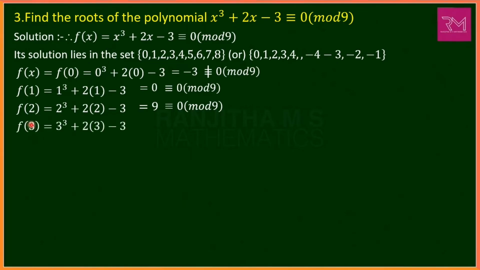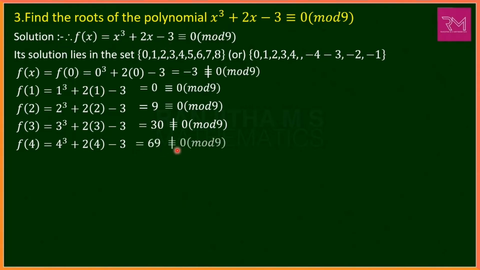In a similar way we find for x equal to 3. If we substitute the x value as 3, we get 3 cube plus 2 into 3 minus 3. That value becomes 30. So 30 is not congruent to 0 mod 9, because 9 does not divide 30. So x equal to 3 is not a root. In a similar way we check 4. If we substitute 4, that is 4 cube plus 2 into 4 minus 3, we get the value 69. We know that 69 is not congruent to 0 mod 9, because 9 does not divide 69. Therefore x equal to 4 is not a root.